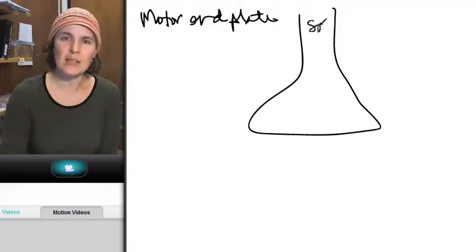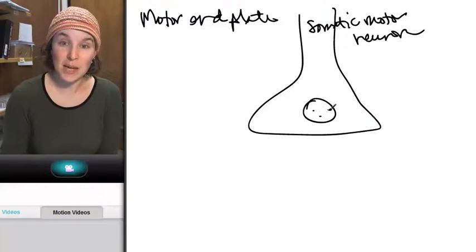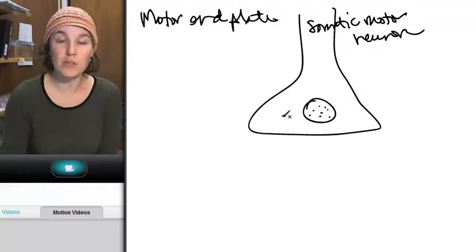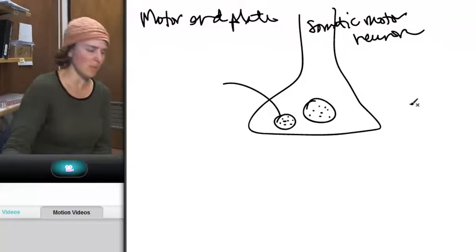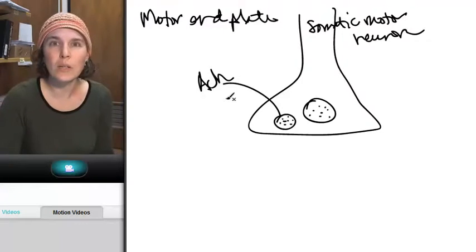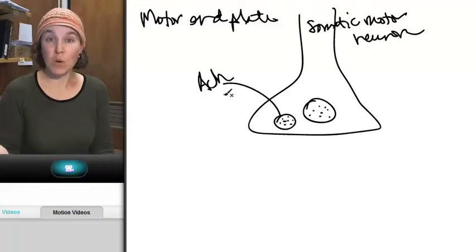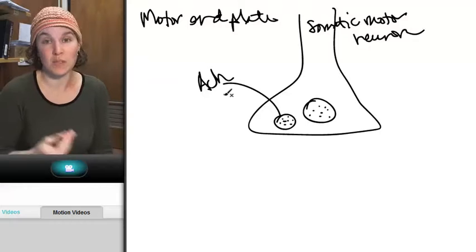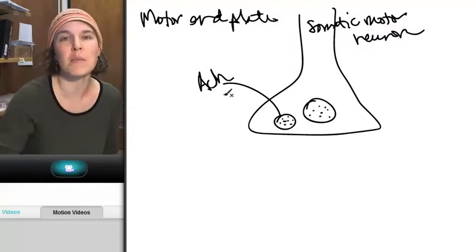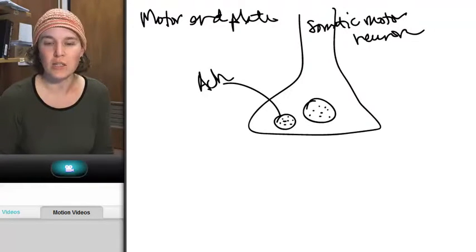This is a somatic motor neuron. And inside my somatic motor neuron are bubbles of neurotransmitter. What kind of neurotransmitter is found in there? And how do you know? Go. It's acetylcholine. How did you know? Because we know that somatic motor neurons dump acetylcholine on skeletal muscles. That's one of the characteristics. A single somatic motor neuron traveling from the central nervous system dumps acetylcholine on its effector.